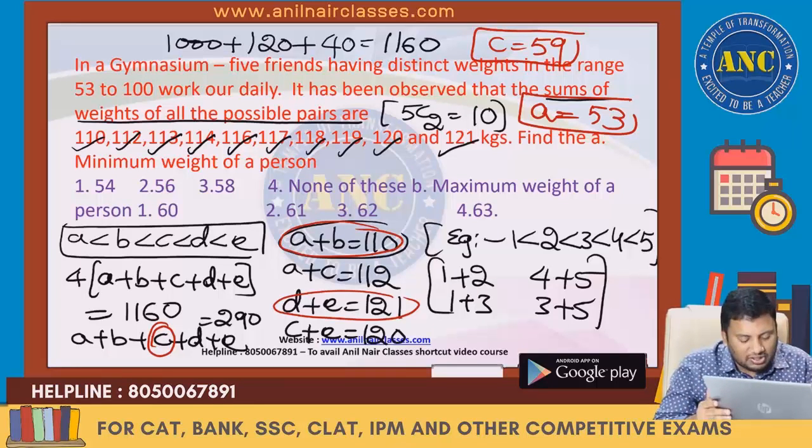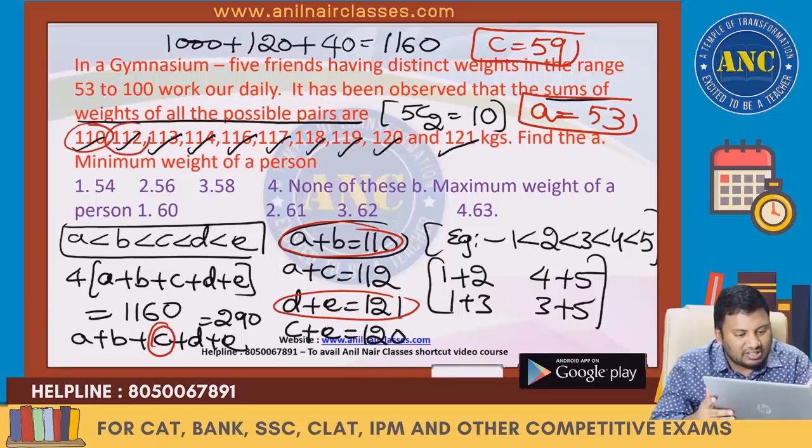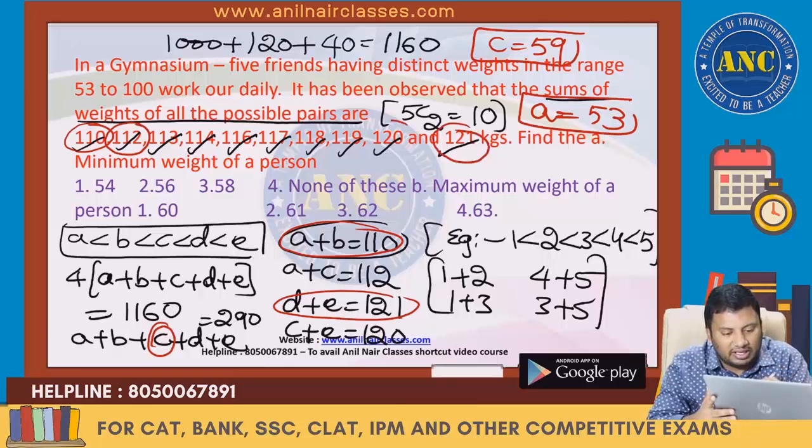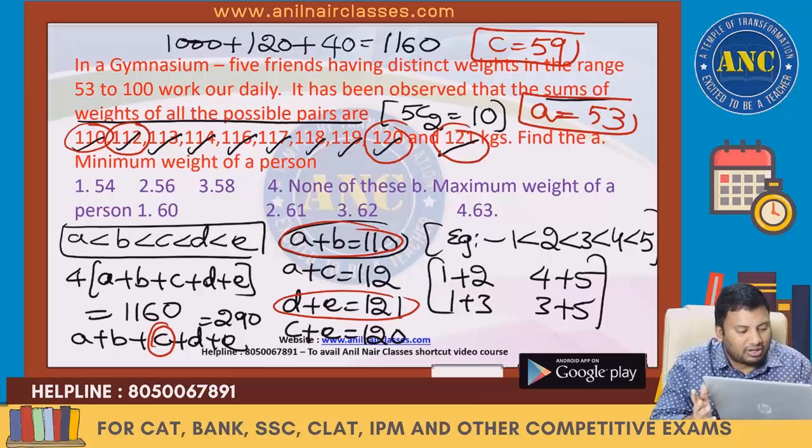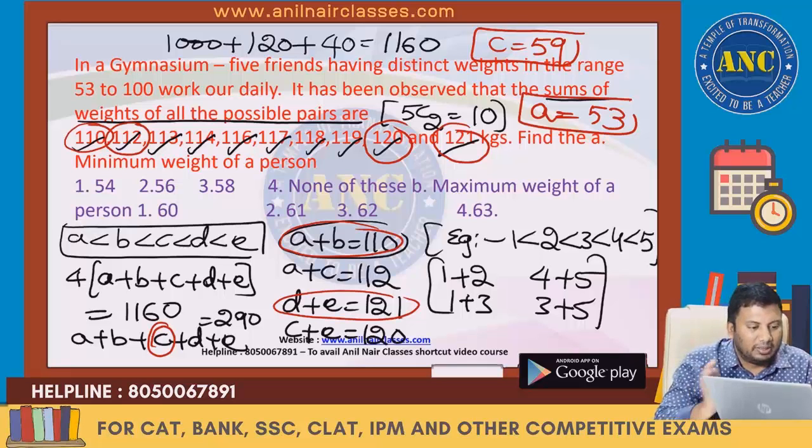Now, A plus B is equivalent to 110. I hope it is clear, right? This is 110. A plus C is 112. Highest is D plus E is 121. C plus E is 120. 4 into A plus B plus C plus D plus E.